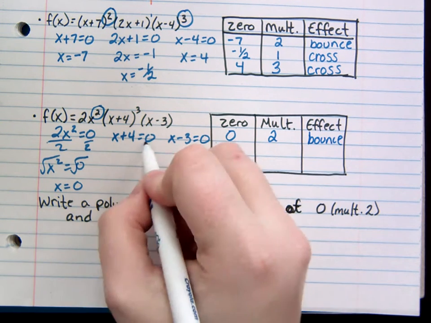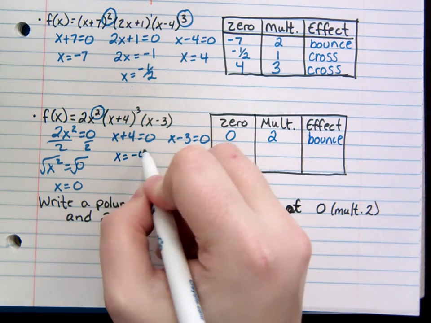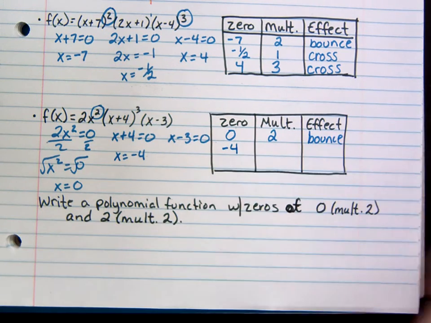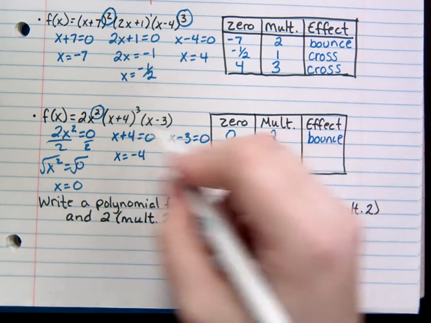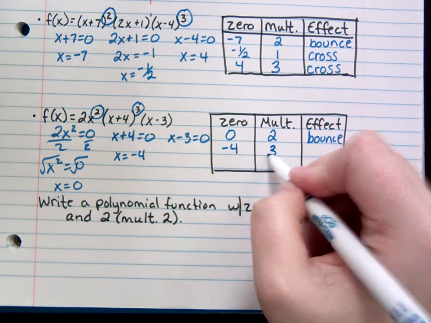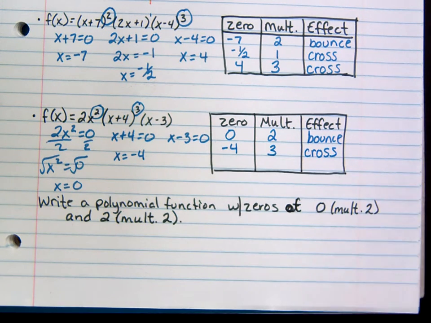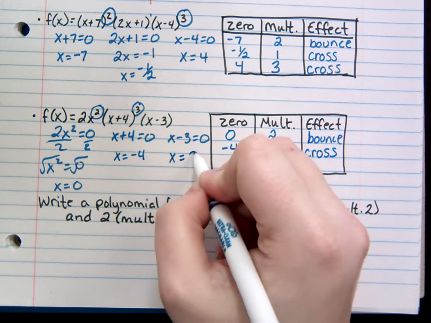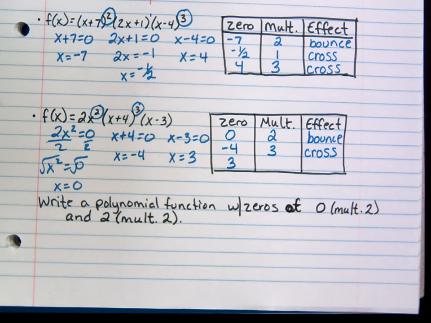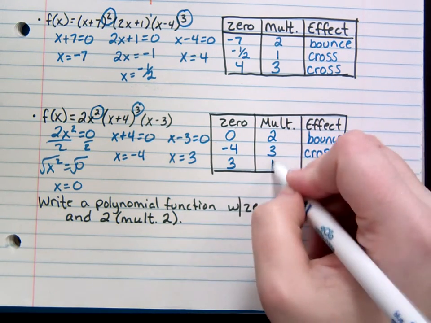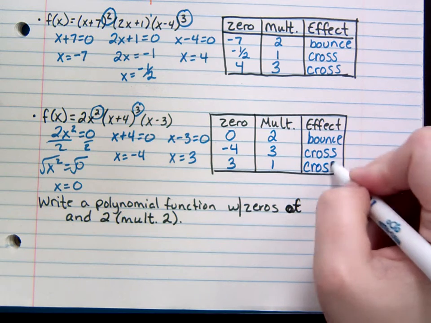For this one, solve, and you get -4. So -4 is my next zero. The multiplicity is 3, which is odd, so it crosses the x-axis at that location. And the last one, add 3 to both sides to get 3 for our last zero. And the multiplicity is 1, so it crosses at that point.